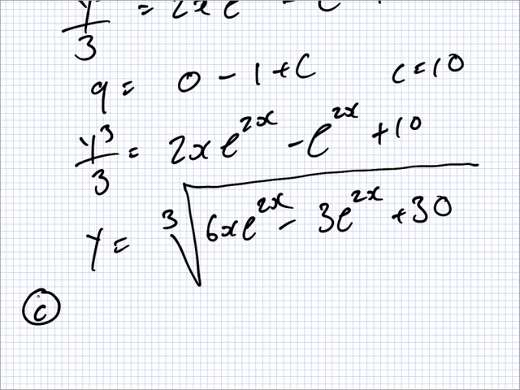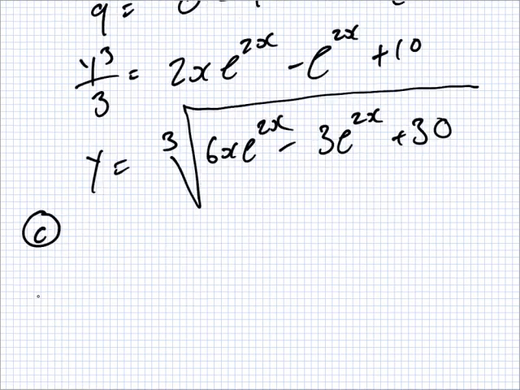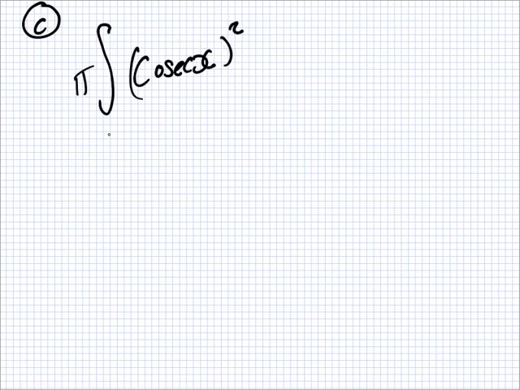Can I look at the C part now? Integrate pi cosec x squared, and wants it from pi over 6 to pi over 4 dx. Because they want the volume.